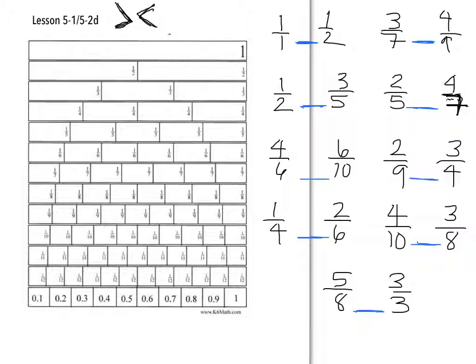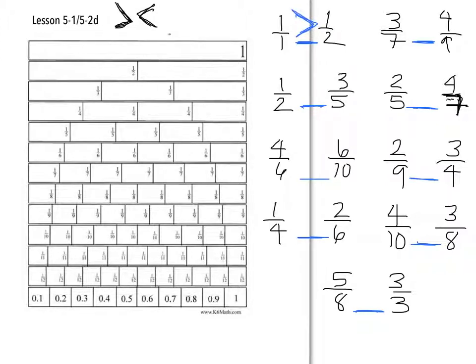Hopefully, ladies and gentlemen, you paused the video and you are ready to check your work. And here we go. The first one, we have 1 over 1 and 1/2. Well, 1 over 1 is right here because that's 1 of 1. And 1/2 is right here. Well, which is greater? It is 1 over 1.